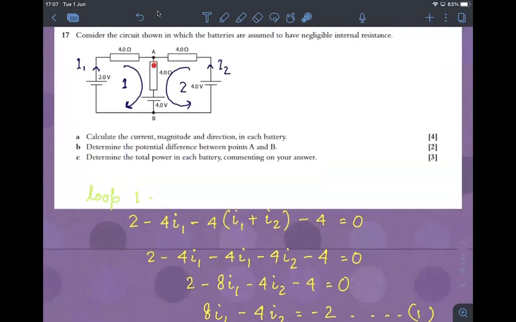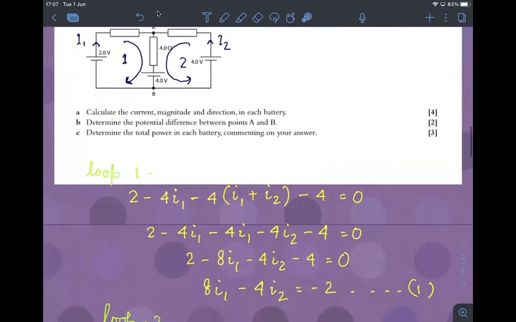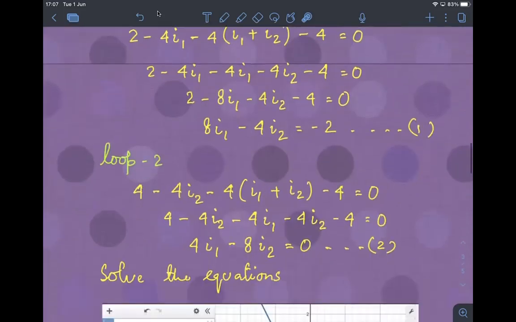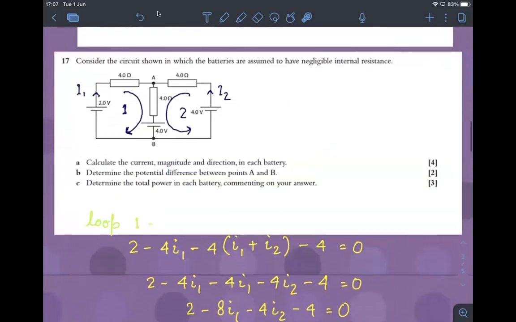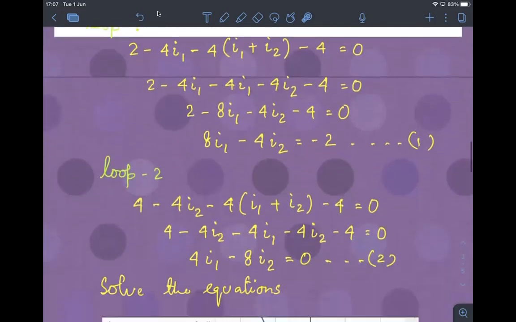And similarly, as the current enters in the middle part, I1 and I2 are combined together. So it will be (I1 plus I2) multiplied by 4, but there is a drop in voltage. So that would be negative 4(I1 plus I2). And again, you see there is a drop in the voltage in the battery because you're going from positive to negative, and that becomes negative 4. So you have this equation now. And you could rewrite and rearrange this equation, and you will get 4I1 minus 8I2 is equal to 0.